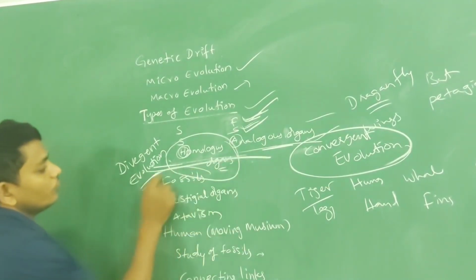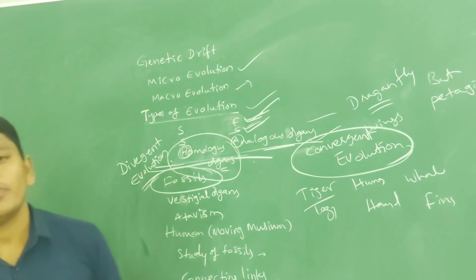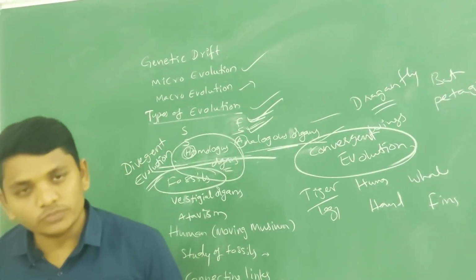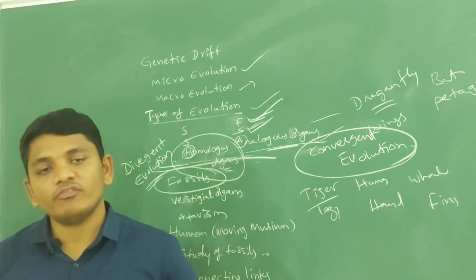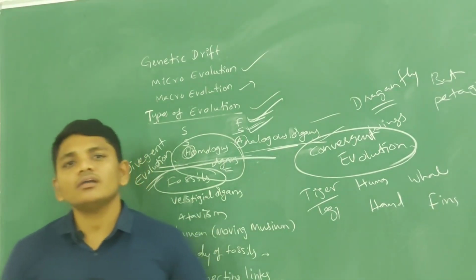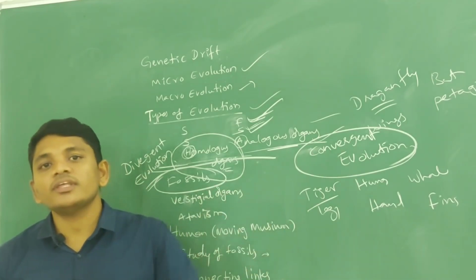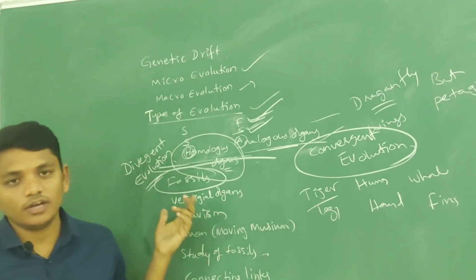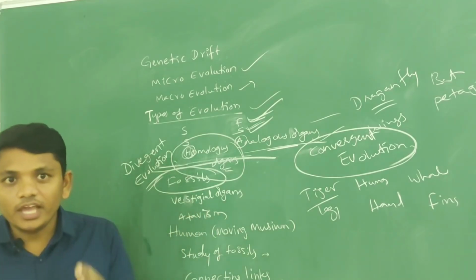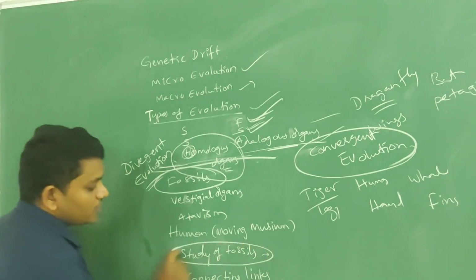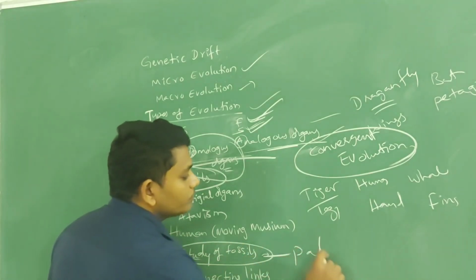And another concept, fossils. Fossils are nothing but remains of ancient forms. Ancient forms means long ago they lived on the earth. So the evidences, if available in nature, are called fossils. The study of fossils is called paleontology.